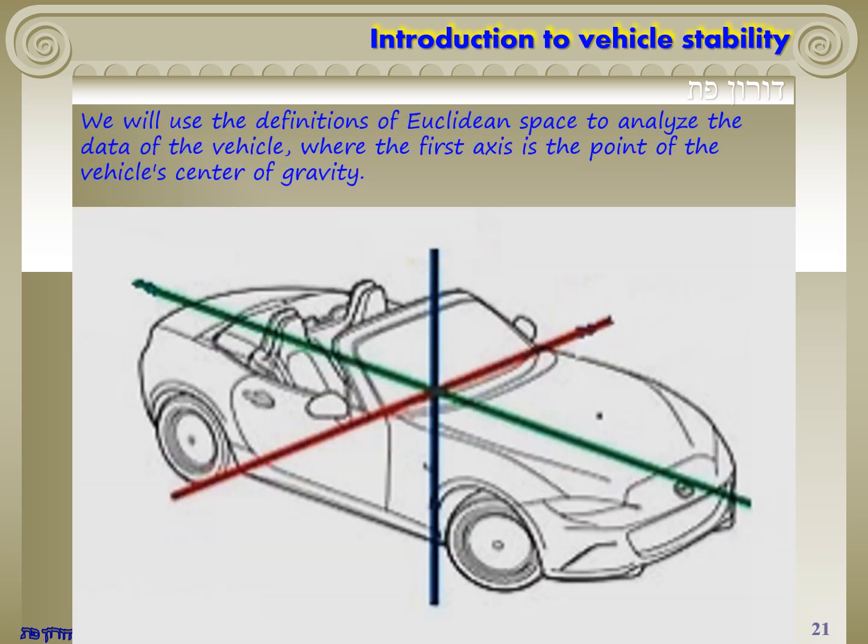We will use the definitions of Euclidean space to analyze the data of the vehicle, where the first axis is the point of the vehicle's center of gravity.